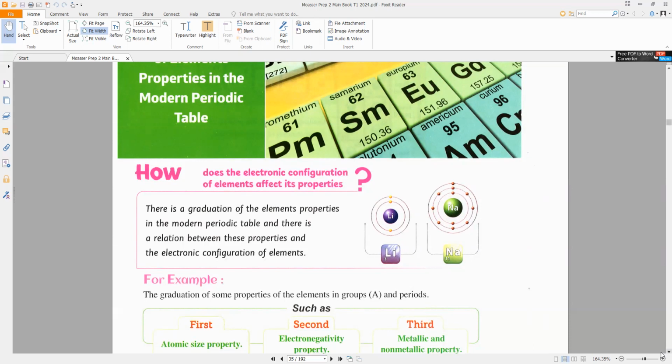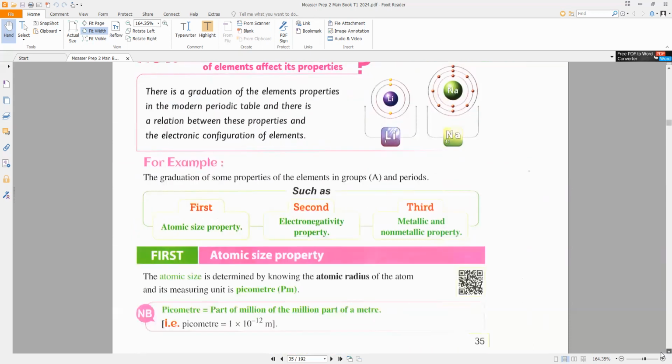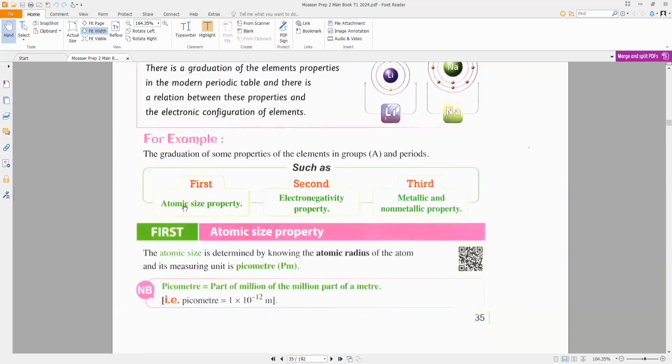We will study 3 of these properties. The first one, the atomic size. What happens to the atomic size of the element in the table, in the period and the group? Does it increase, decrease, or remain as it is? The second property is the electronegativity of the element, and we will study it later. The third property is its metallic and non-metallic property.